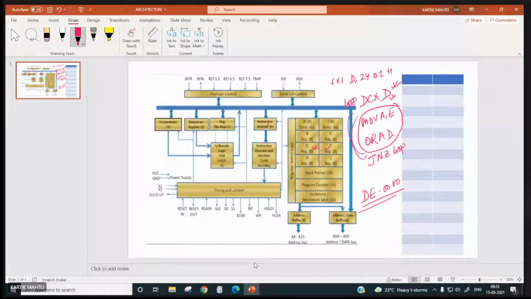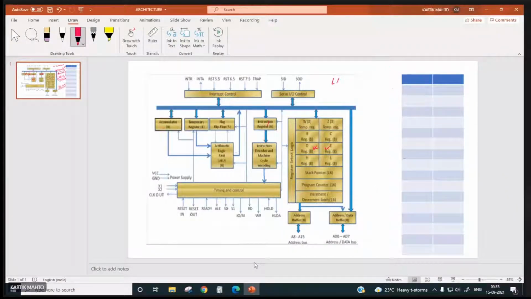Sir, but this will affect only D, not E, with ORA D? We are copying register E to the accumulator. So we are checking both. LXI D, 2400H, DCX D, MOV A,E, ORA D. Basically we are ORing D with A, that is, D with E. Yes, sir, understood, sir.